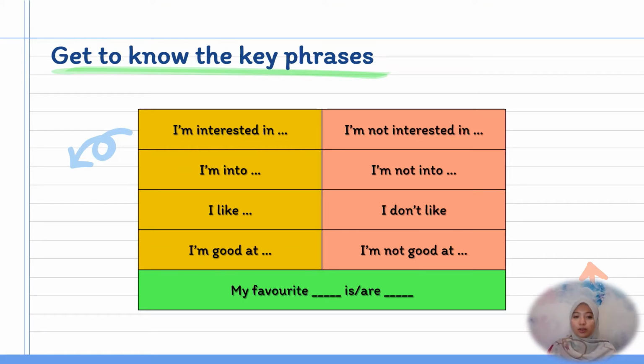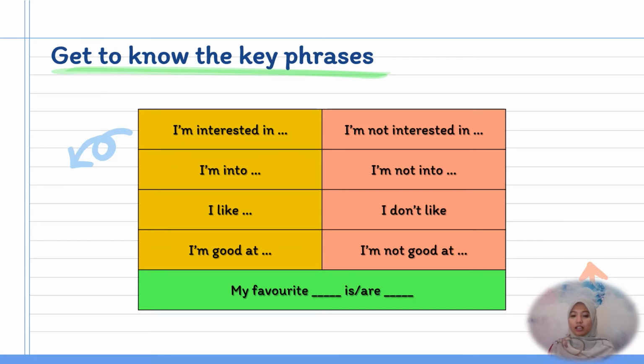Okay, the first one is yellow. Yellow is what we use to tell people what you're interested in. Maksudnya, kita boleh gunakan ayat-ayat dalam kotak berwarna kuning ini untuk kita memberitahu seseorang apa minat kita. The next one is pink. Pink is what we use to convey that you are not into that particular interest. Maksudnya, warna pink ni kita gunakan untuk kita menyatakan yang kita tidak minat akan sesuatu benda itu.